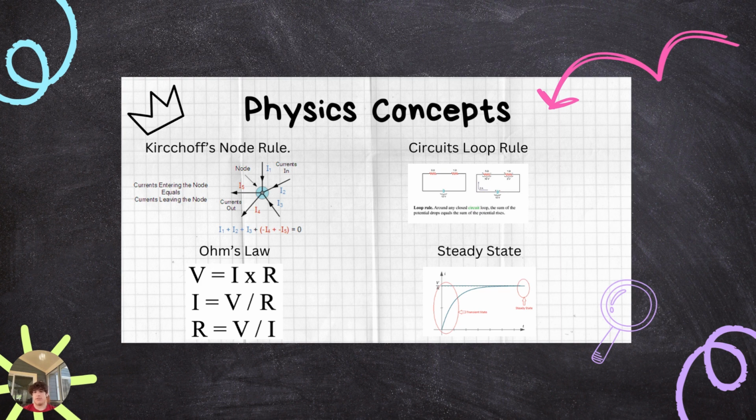Kirchhoff's node rule and the loop rule were used to calculate the current going into and out of each node in each circuit, and to calculate the change in voltage or potential caused by circuit elements. Ohm's law was used to find the relationship between voltage, current, and resistance measurements. Finally, the definition of steady state, where the potential is not changing over time, was used to find the time it took to charge and discharge the capacitors.